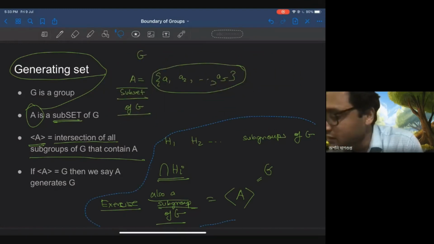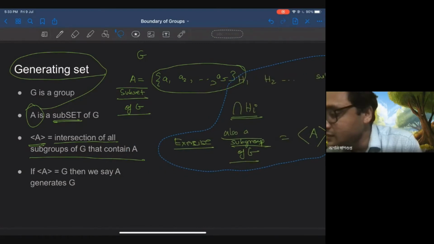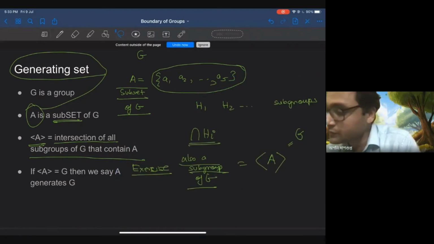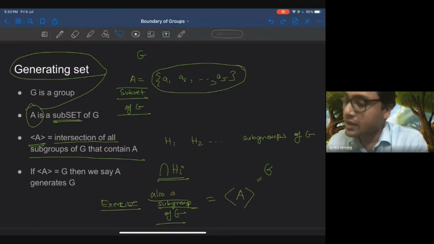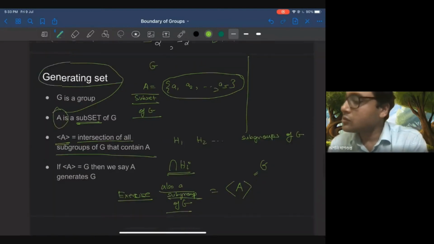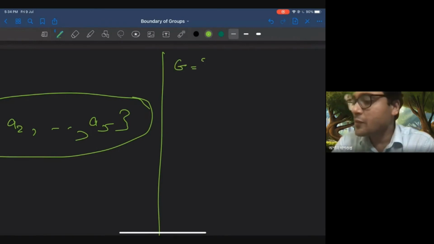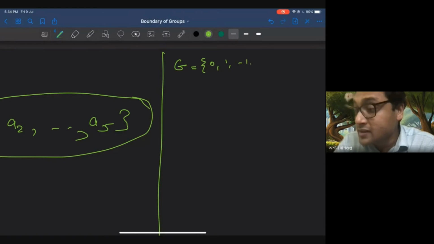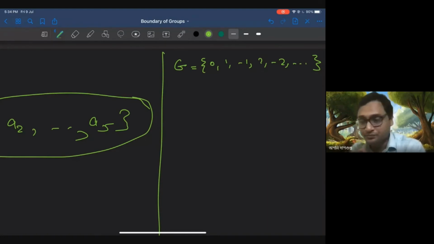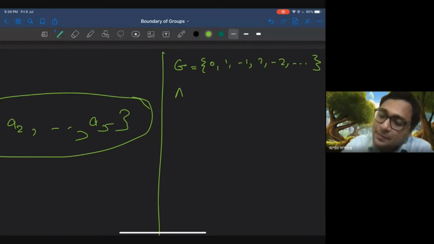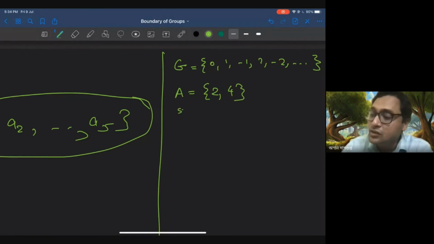So here we go. We had the group G where we have 0, 1, -1, 2, -2, and so on. This was our previous example. Now let's take a subset of G, 2 and 4, these two elements. This is a subset of G.